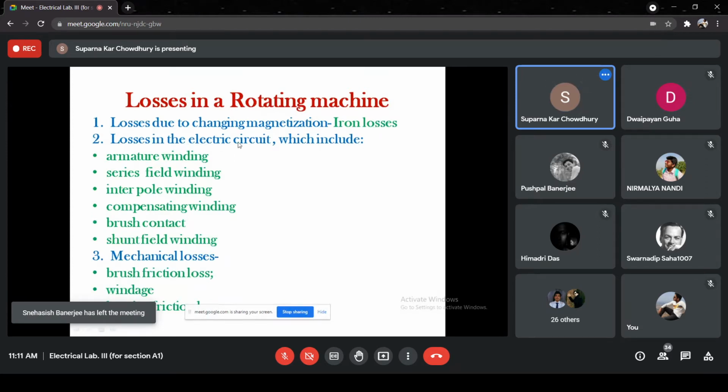So losses in the electric circuits include armature winding loss, series field winding loss, interpolar winding loss, compensating winding loss, brush contact loss, then shunt field winding loss. Mechanical losses include brush friction loss, windage loss, bearing friction loss.